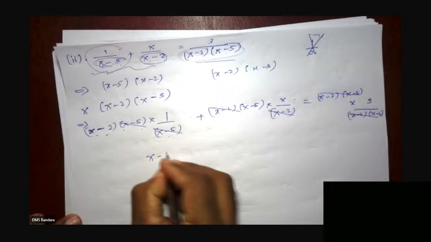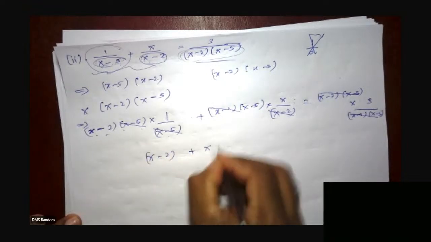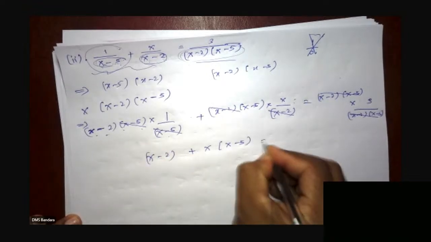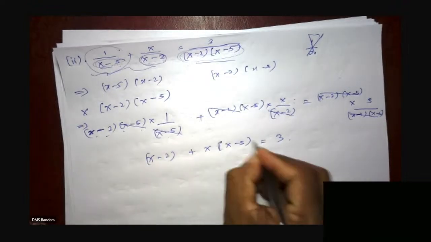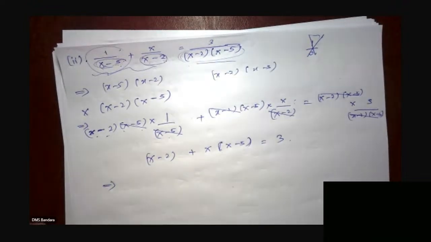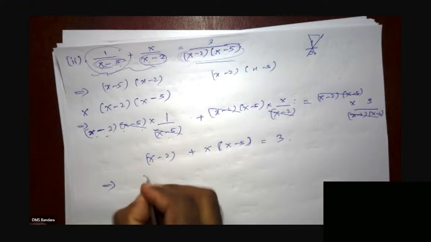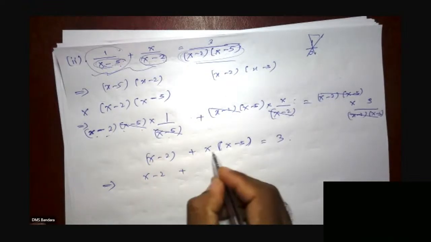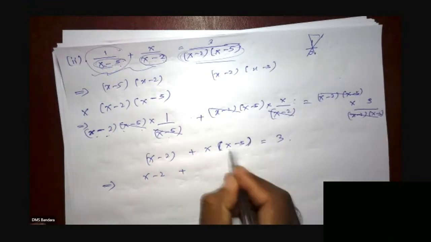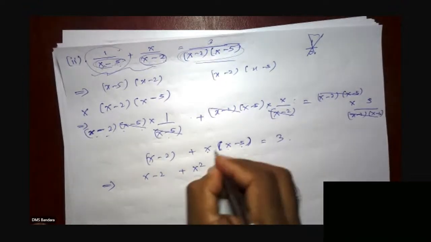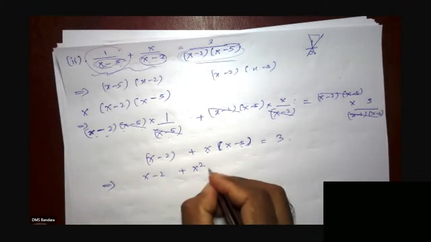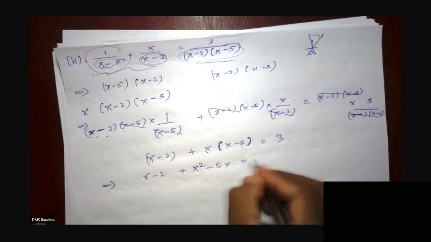Now, x minus 2 plus x times x minus 5 equals 3. Yes, it's 3. Right? So we can remove the brackets and simplify this one: x minus 2 plus, we multiply the terms inside the bracket by the outside term, x squared plus x minus 5x, equals 3.